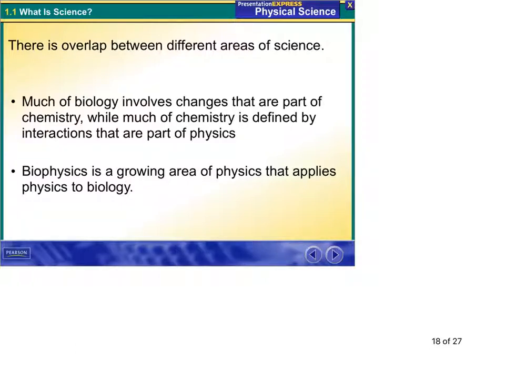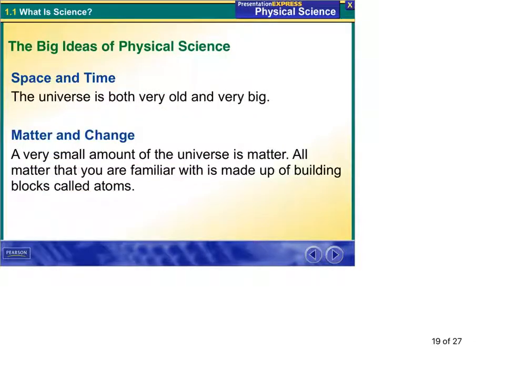Now, we often get overlap between the sciences. So biology involves changes that are part of chemistry. Chemistry is divided by the physics of the atoms and of the protons, neutrons, and electrons that make up the atoms. Then you have something like biophysics, applying physics to biology. And there are big ideas of physical science.